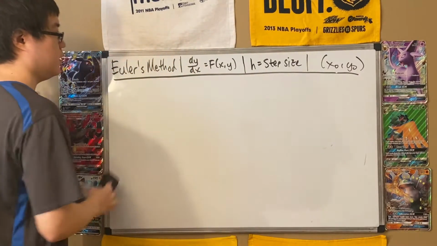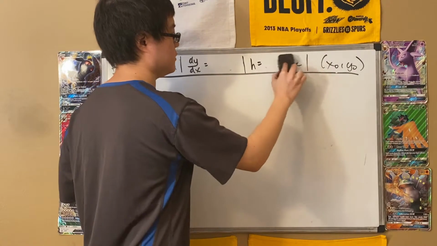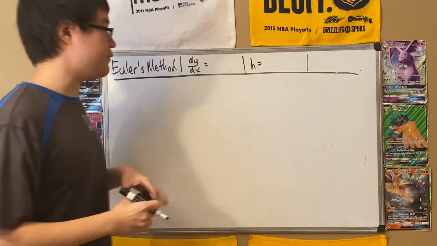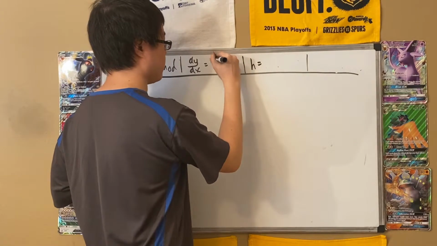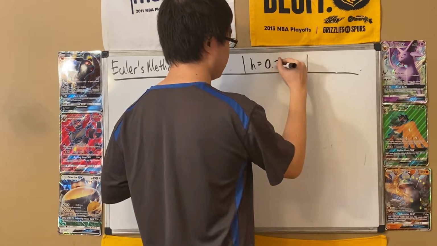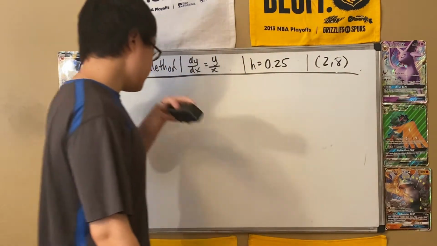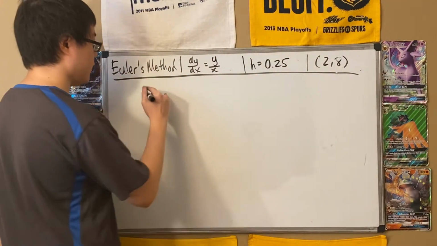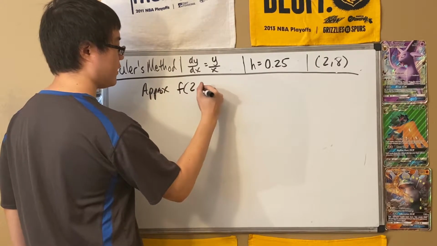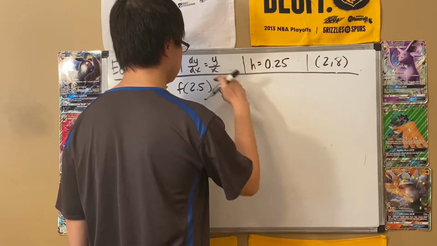In this case, we're going to actually have givens here. So let's start off with this given. All of these things are given, so you don't have to come up with any of this stuff. We're going to have y over x. Our step size is going to be 0.25. And finally, we're going to have the point 2 comma 8. The question will be: approximate f of 2.5, where f of x equals y is the solution to the differential equation.